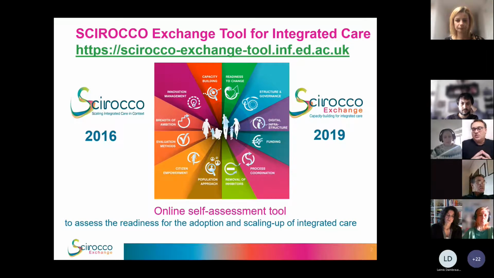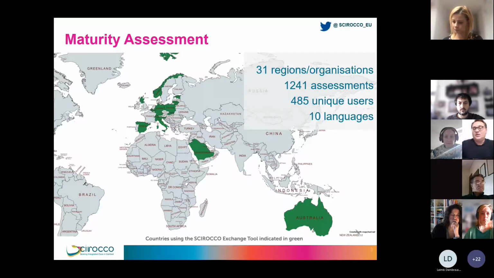And the focus was to accelerate adoption and scaling up integrated care initiatives. You can see on the top of the slide the link to the tool, which is open for everyone to test and use. So just go and register. It's translated in 9 different languages. So we invite you to make use of it.